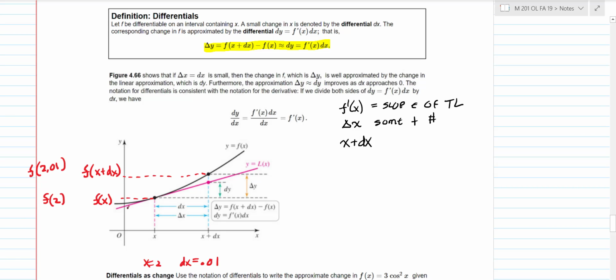So in this diagram, let me show you what's going on with this problem. The distance between these two things here, we would call delta y. That's the mathematical distance between this function value and this function value. So if you look at this formula, that piece is saying delta y is the same thing as the difference between these two function values. That's the difference in function values.